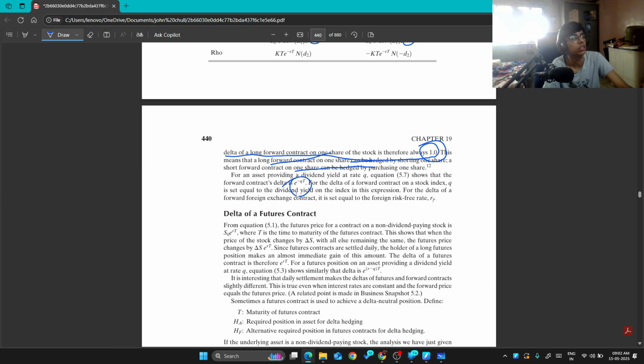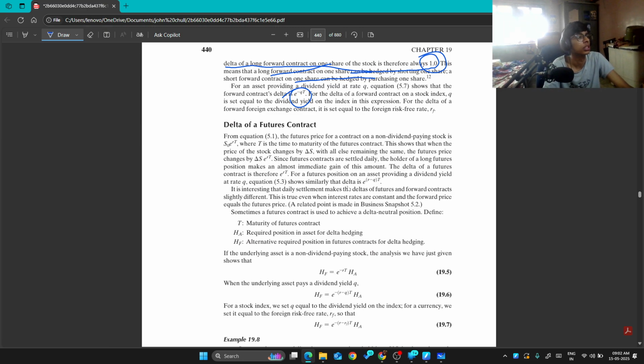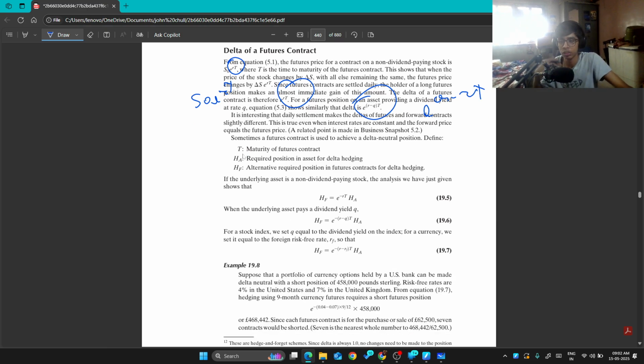And for a dividend, this is the delta. And for futures, it is easy, it is e^(rT), so e^(rT). And for a dividend paying forward contract, it is e^(-qT). And you can hedge your position with a forward contract by just this formula, where T is the forward maturity, HA is the required position in the asset for delta hedging, and HF is the alternative required position in futures contracts. So how many futures contracts do you have to buy for delta hedging?